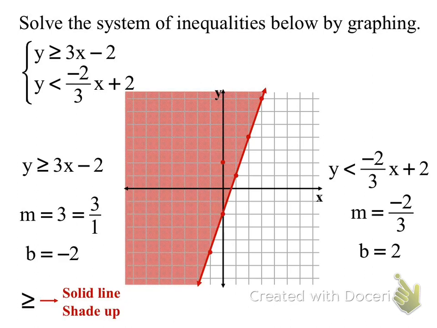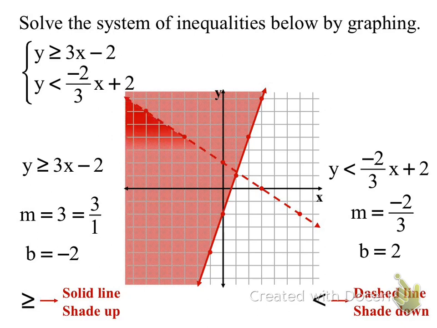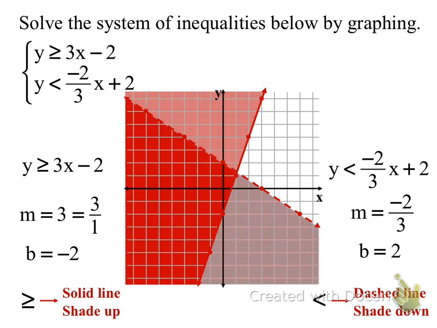All right, now check your work. Let's look at the first one. Our m is 3, our b is -2. It is a solid line and we are shading up. On the second line, our m is -2/3 and our b is 2, and we are shading up or down? Down. And will it be solid or dashed? Dashed. So we're making a dashed line, and then we are shading down, and so it should have been, if I divide this into 4 quadrants, the left bottom quadrant.